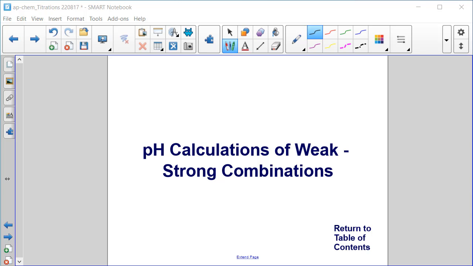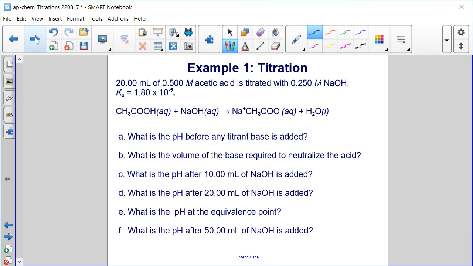In this section, we're going to continue talking about pH calculations, but we're going to look specifically at different combinations of weak acids, weak bases, with strong acids and strong bases. Let's start with an example.